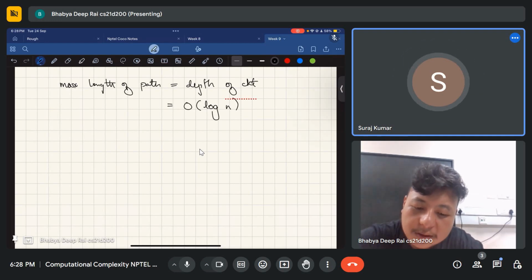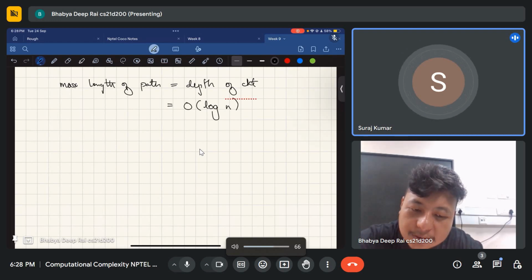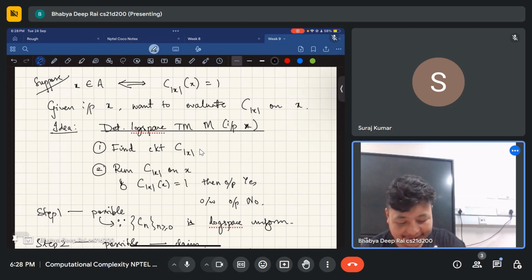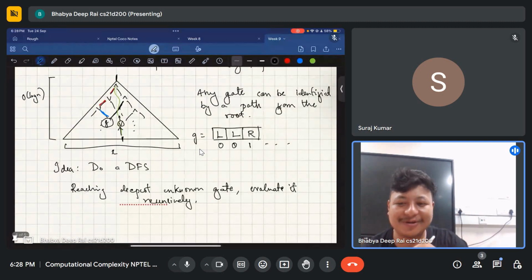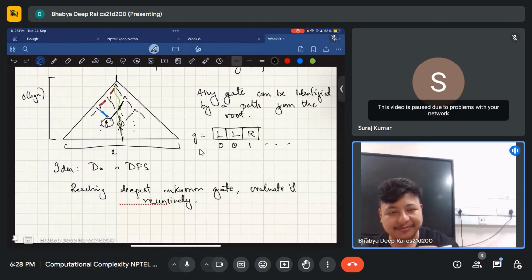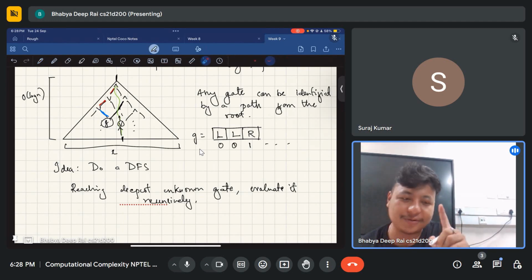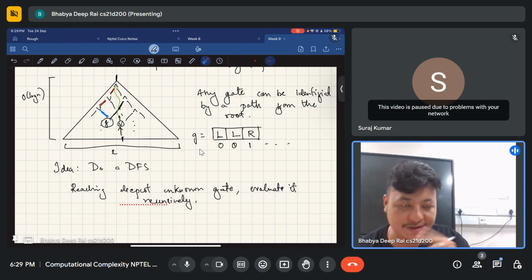Sir, why are we only considering one path from the gate, as the gate output also depends on all its inputs? Now, why are we considering only one path? We are not actually considering one path. We are not going only on a single path. What we are trying to do is fix the input at each gate as we go up. We are actually doing a DFS across all paths.